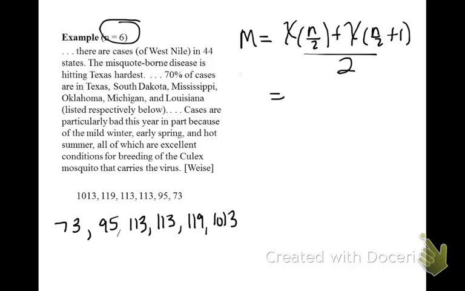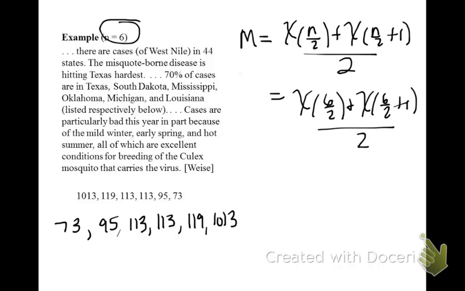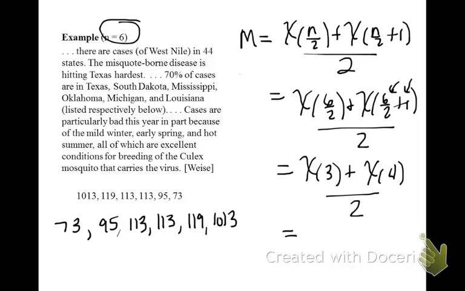Plugging in the number 6, simplifying, 6 divided by 2 is 3. 3 plus 1 is 4. So this says take your third ordered observation. Here's 1, 2, 3. Take your third and your fourth, which again is 113, ordered observation, and divide by 2. This gives back the median value of 113.